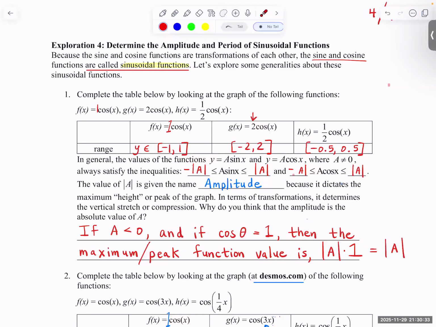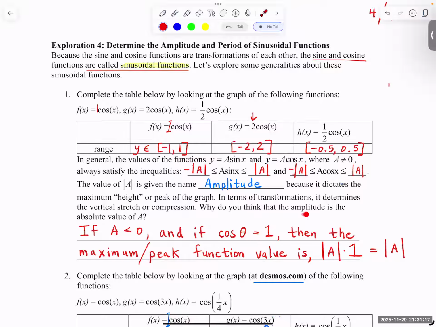Same for A cosine of x. Its lower bound is the opposite of the absolute value of A. And the upper bound, which means the greatest that the function value can be, is the absolute value of A. The value of absolute value of A is given the name amplitude because it dictates the maximum height or peak of the graph. In terms of transformation, it determines the vertical stretch or compression.